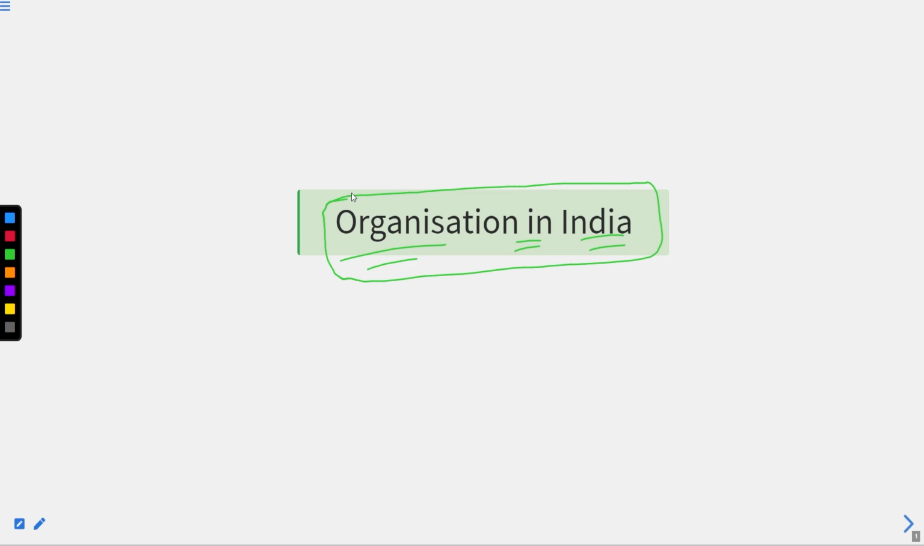Now come to the statutory organizations. Statutory organizations are those which have been created by a particular act, which means all the working, all the rules and regulations, and all the things regarding the functioning of the organization are mentioned within their own act. For example, Reserve Bank of India is a statutory organization because it was established by the RBI Act. LIC, Life Insurance Corporation, is a statutory organization because it was created by the LIC Act. SEBI, Securities and Exchange Board of India, by the SEBI Act. So these are the statutory organizations.